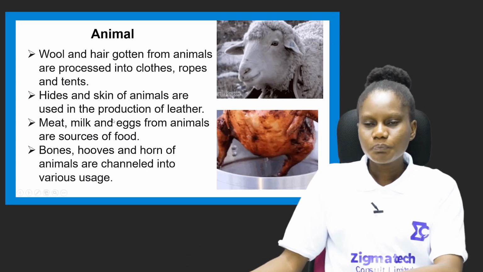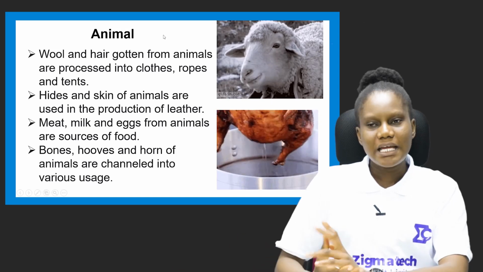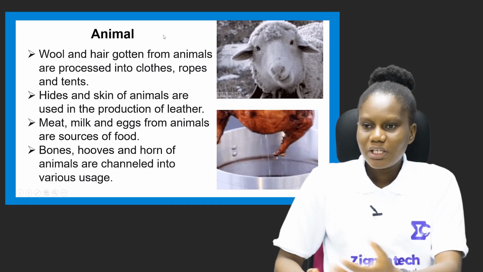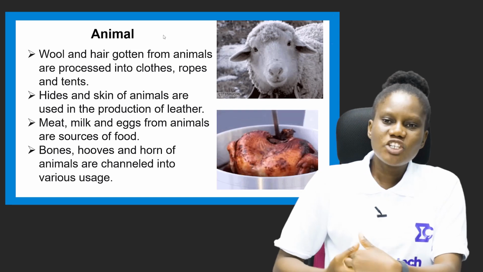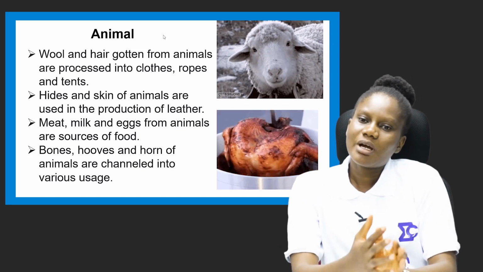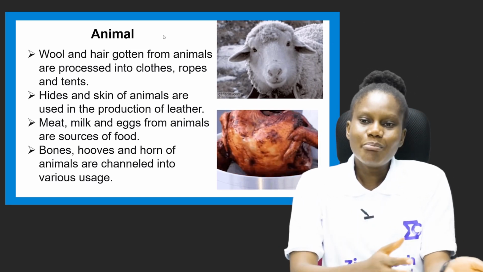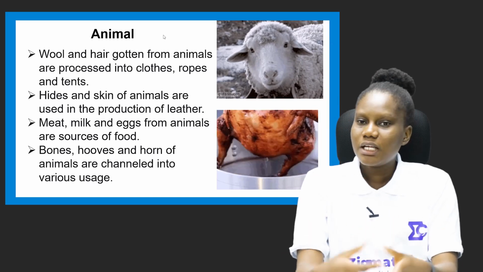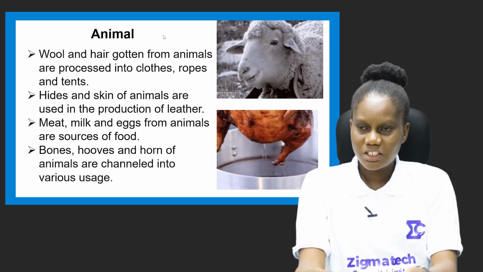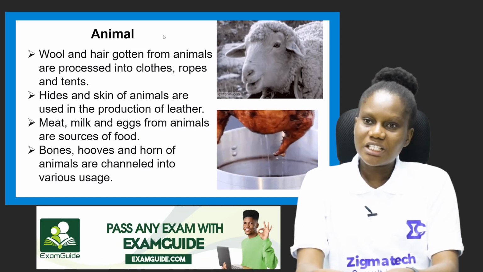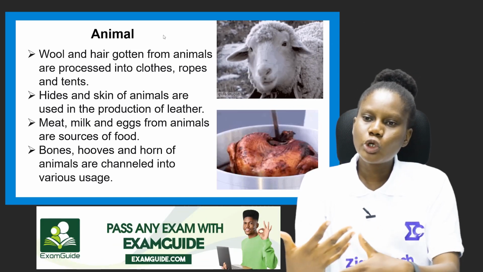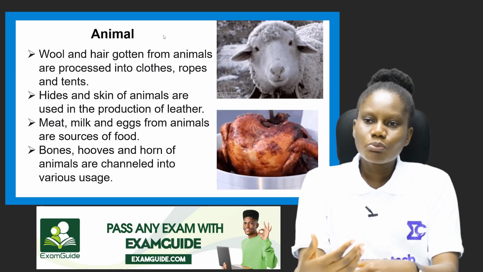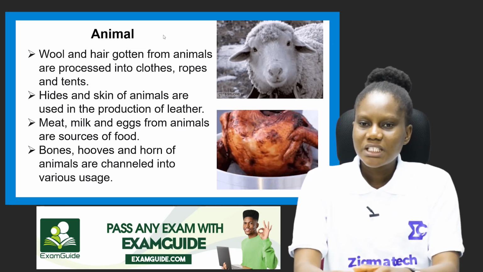So we want to look at the uses of animals. Are animals useful too? Yes. Number one is wool and hair are gotten from animals, and when they are processed, they are made into clothes, robes, and tents. You can get wool and hair from sheep especially, and when they are taken to the industry, they are used to produce clothes, robes, and also tents.